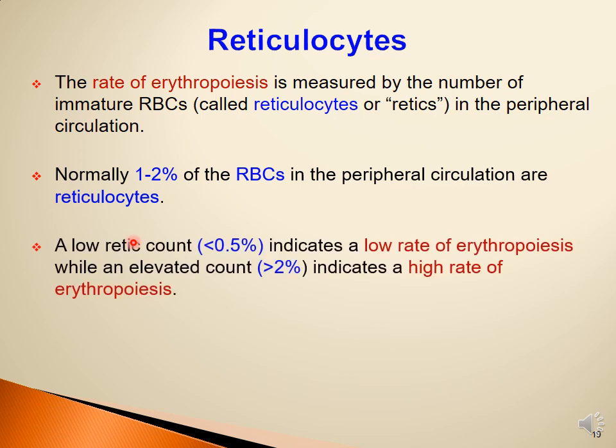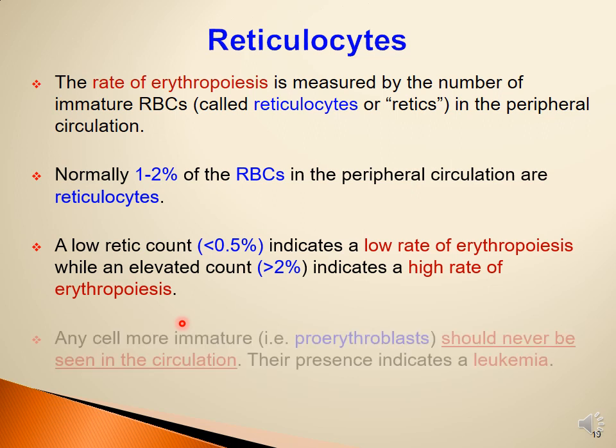If we have a low reticulocyte count, less than 0.5%, this is an indication of a low rate of erythropoiesis, while an elevated reticulocyte count, more than 2%, indicates a high rate of erythropoiesis. So by measuring the reticulocyte count, we can have a rough idea about the rate of erythropoiesis that happens in the red bone marrow.